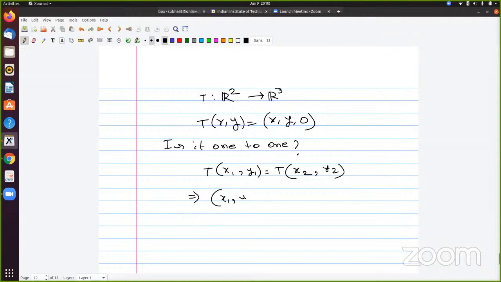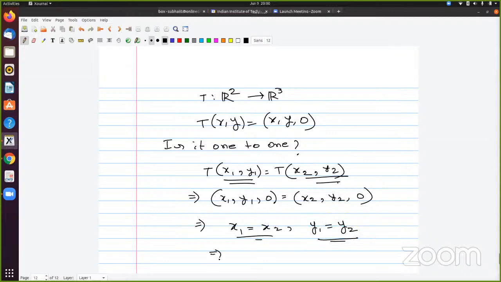Let's go by definition first, because we only know the definition till now. So if there are two vectors in R2 which go to the same image, let's see what happens. Can there exist two such distinct vectors? If I see that, then obviously x1 is x2 and y1 is y2. So there cannot exist two distinct vectors, right? Yes, sir. So this is giving me that it is 1-to-1, correct? Is it clear to everyone? Yes, sir.